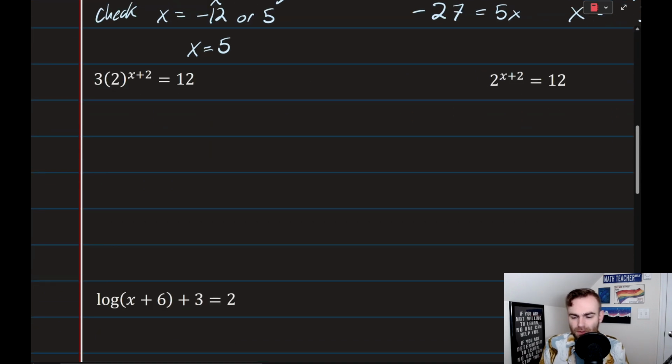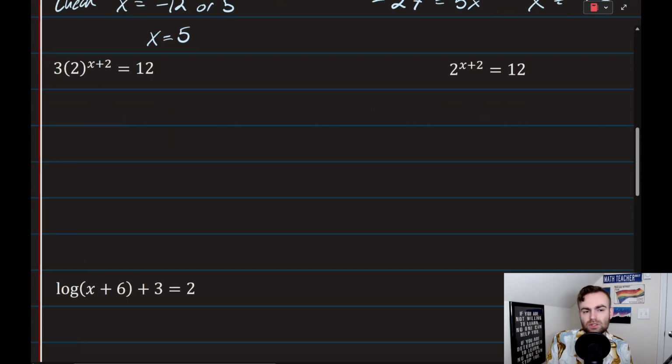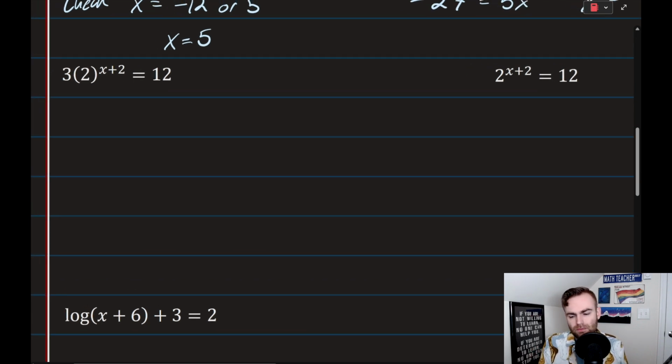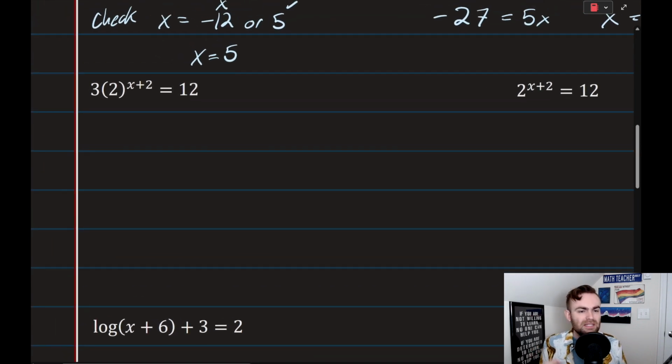What about exponential equations? And I have 2 exponential equations here that are very, very similar, but have very different solutions, so I can highlight some important information for you. So first and foremost, when you're solving with an exponential, typically you're going to try to get that exponential alone. So we're going to divide by 3 on both sides. We're going to get 2 to the power of x plus 2 is equal to 4.